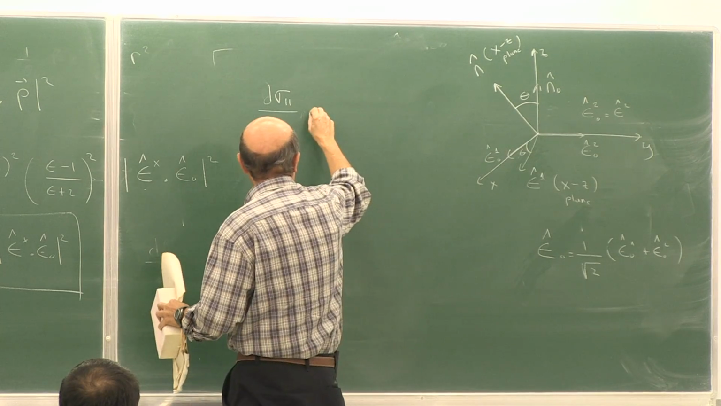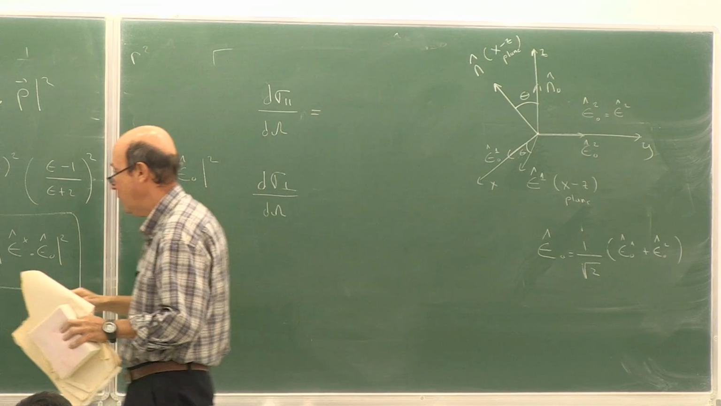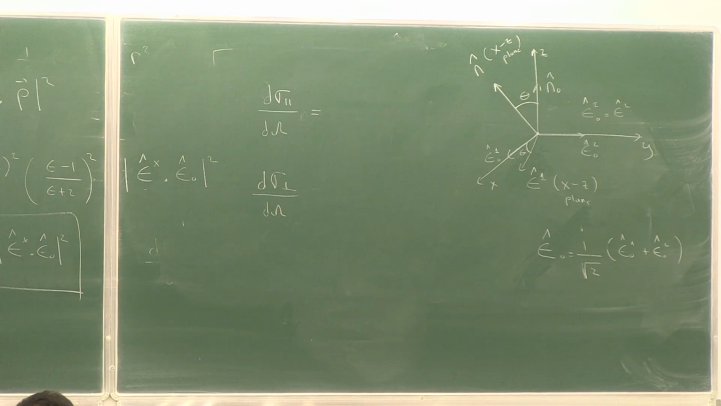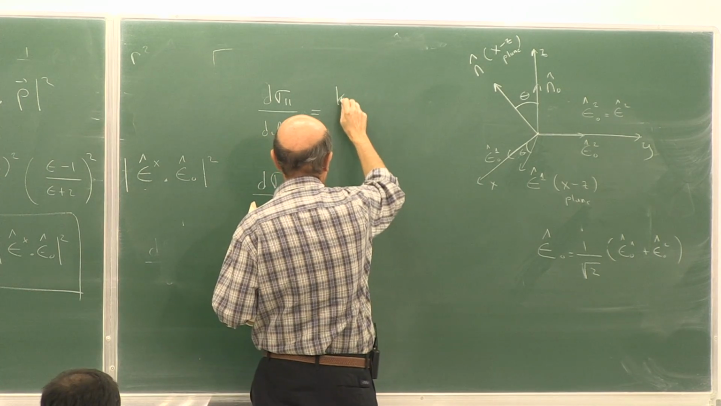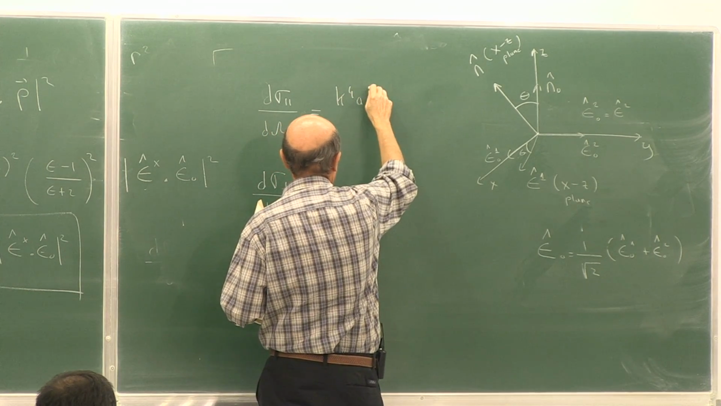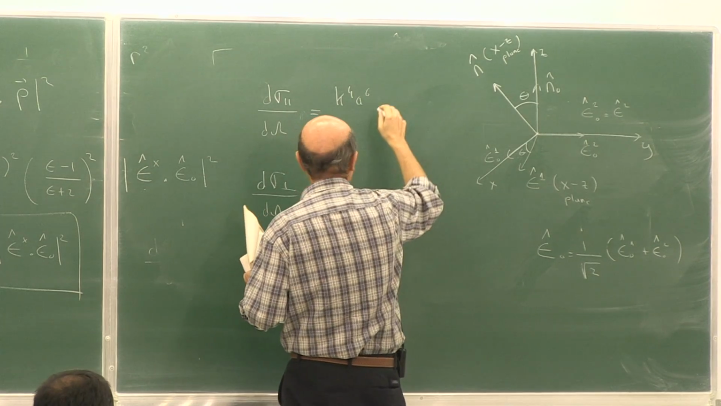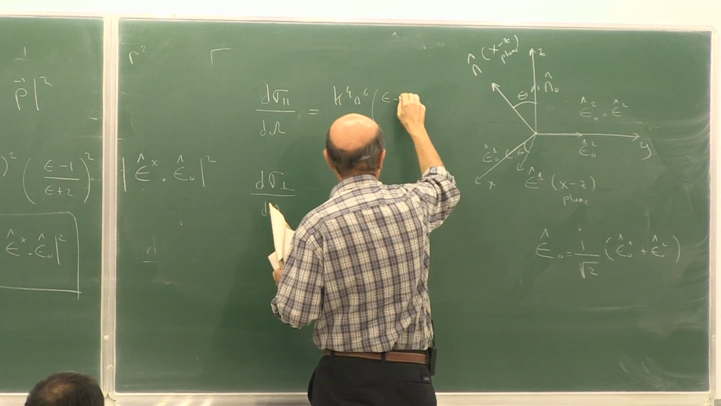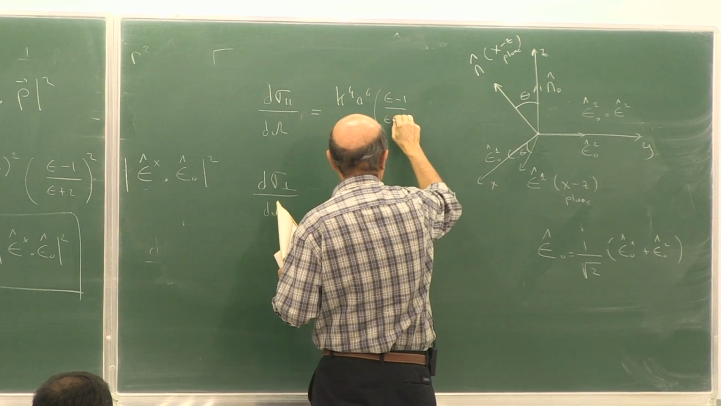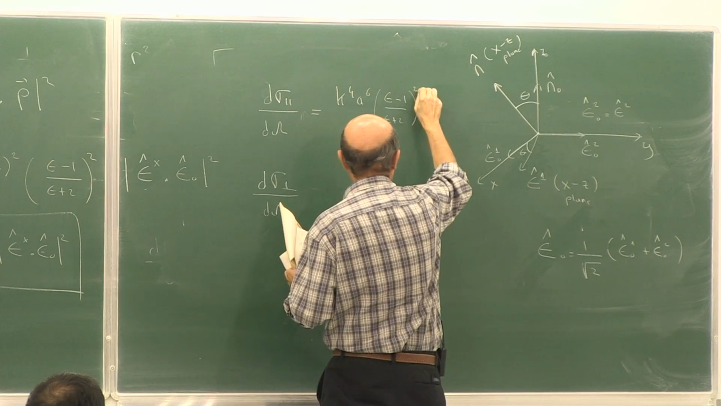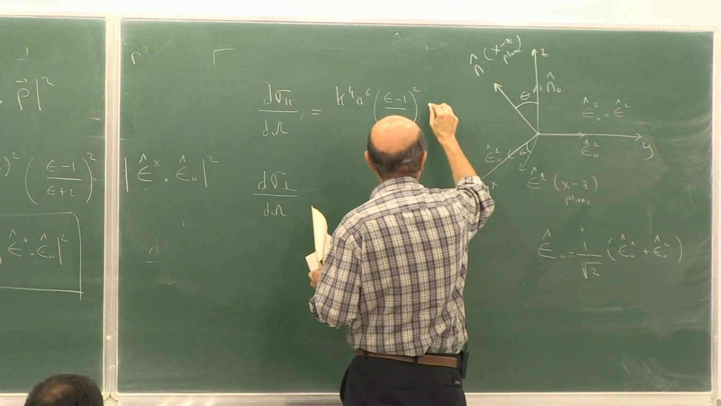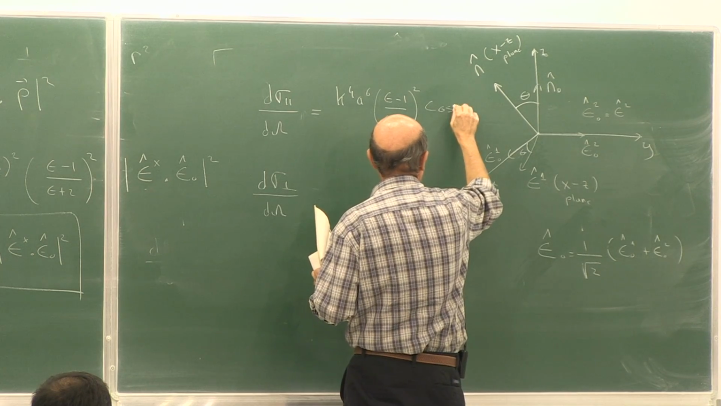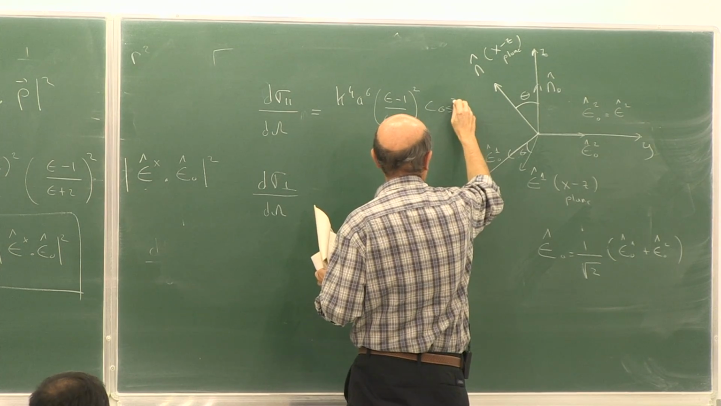So for the scattering cross section, parallel to the scattering plane will be k to the 4, a to the 6, epsilon minus 1, epsilon plus 2 square, and this should be what? Cosine square theta.